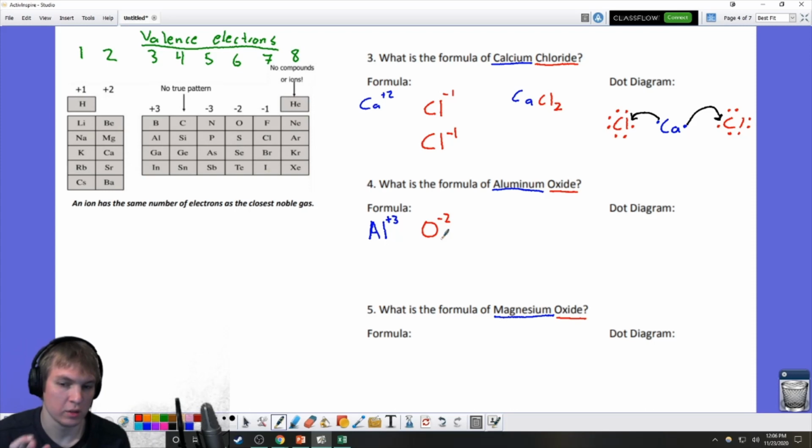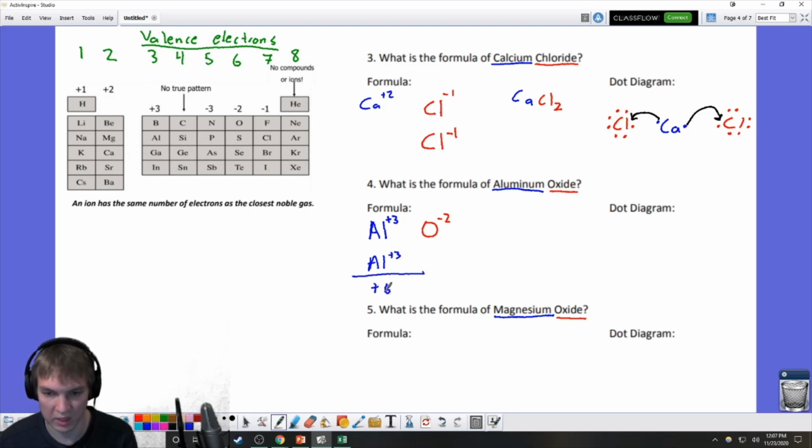I'm going to give you guys a little tip here. The only way you're ever going to get a +3 and a -2 charge to balance out each other is for them to both get to 6. So you either have a +6 on one side and a -6 on the other side. In order for that to happen, aluminum would need to add one more. So we have a +3 and a +3. So the total charge here is going to be +6. For oxygen, we have -2. Let's go ahead and add another one. That's -4. And then we're going to add another one.